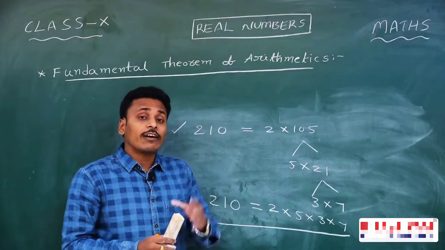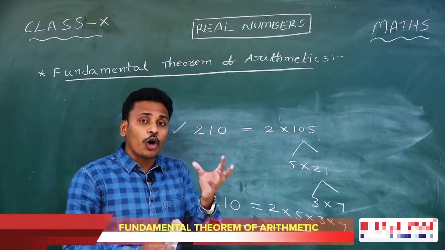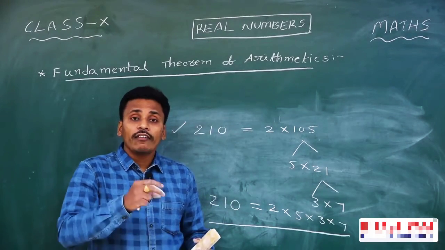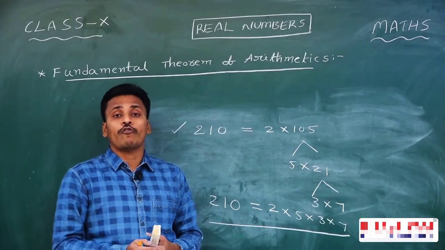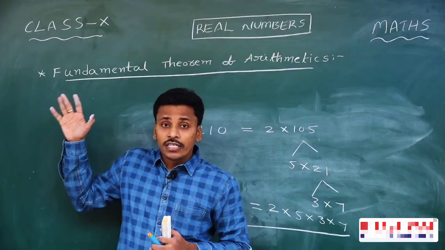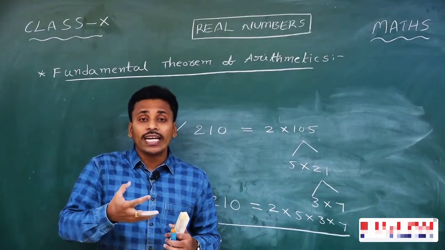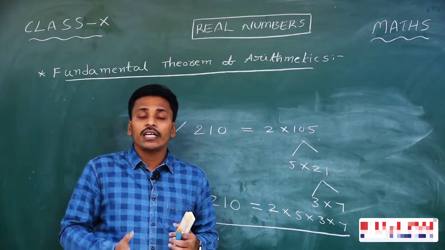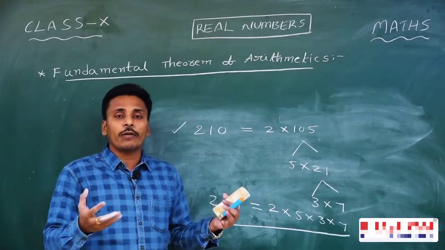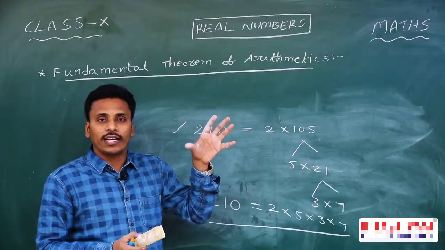The fundamental theorem of arithmetic states that every positive integer is either itself a prime or we can express it as a product of primes. So this is the fundamental theorem of arithmetic. Because of the basic importance of this theorem, we call it fundamental. It has a very basic importance in developing different properties of numbers. That's why we call it the fundamental theorem of arithmetic.